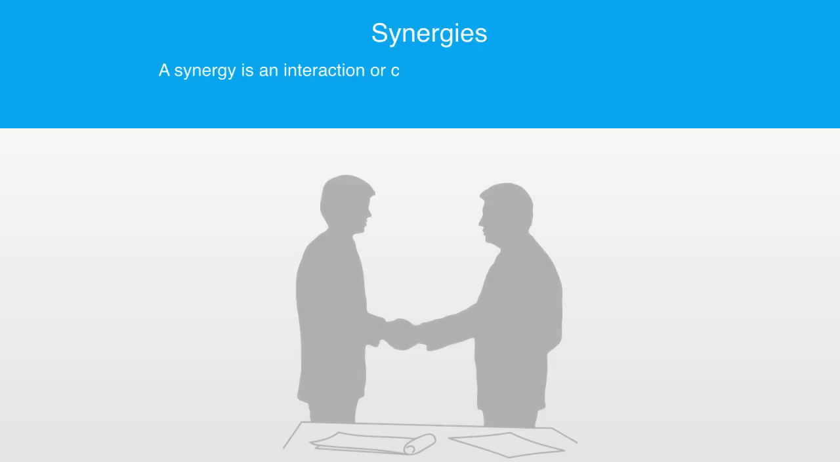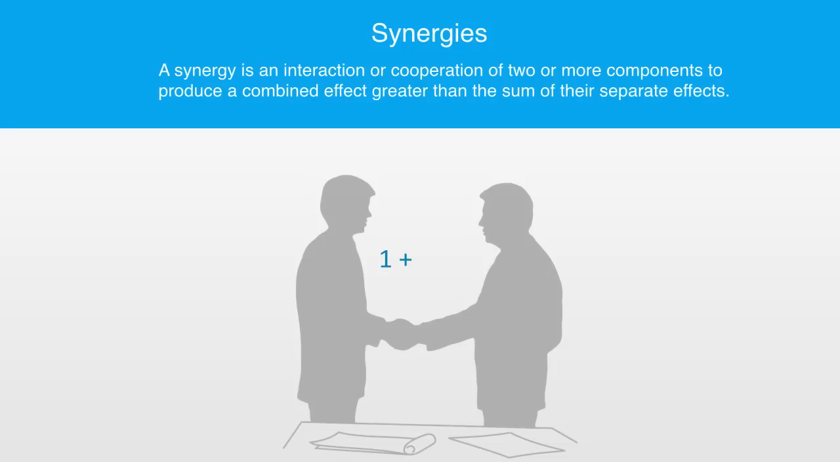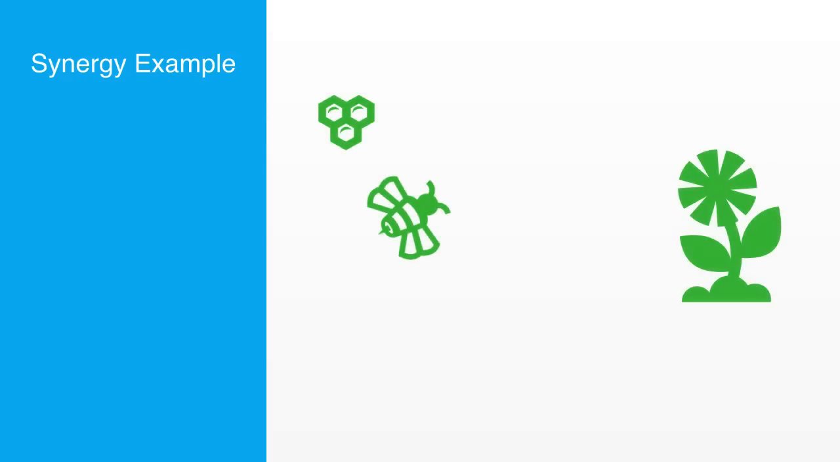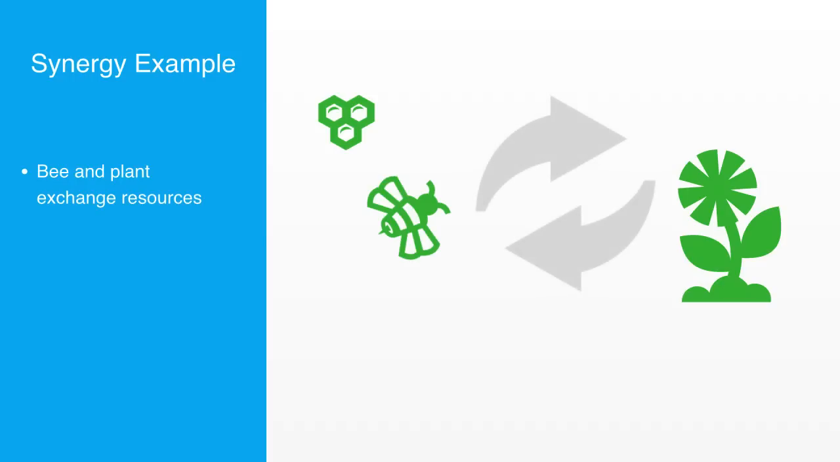Starting with synergies. A synergy is an interaction or cooperation of two or more components to produce a combined effect greater than the sum of their separate effects. A classical example of a synergy is the relationship between the honeybee and the flower it pollinates. Bee and plant interact by exchanging pollen and nectar. Both elements have a need that they cannot fulfill themselves.